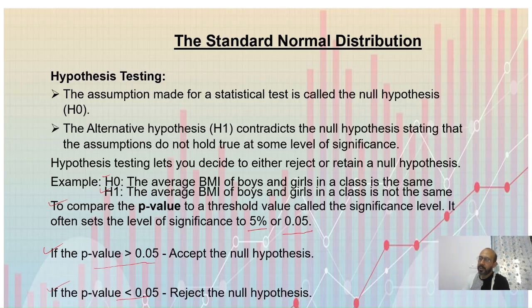Actually, to determine whether a finding is statistically significant, you need to interpret the p-value. It is common to compare the p-value to the threshold value called the significance level.